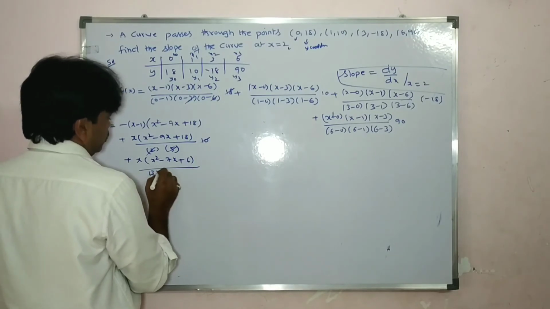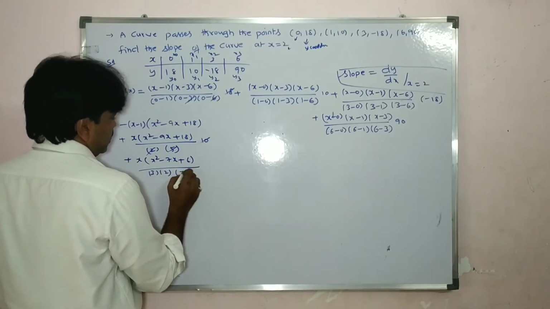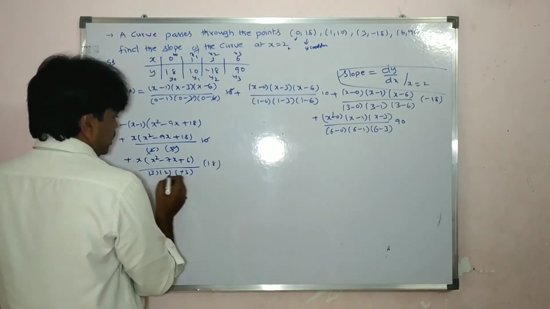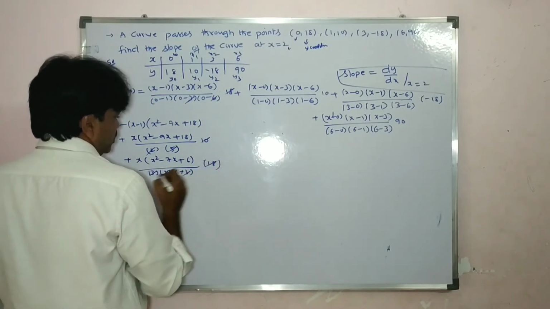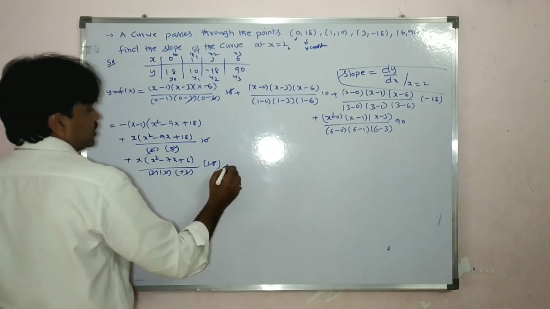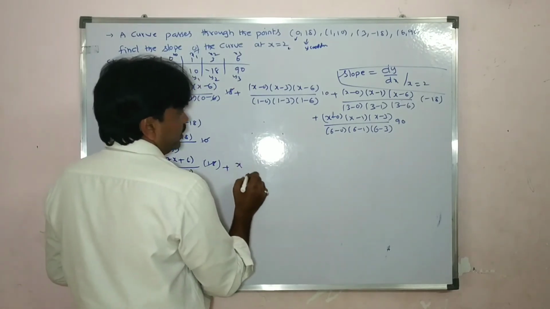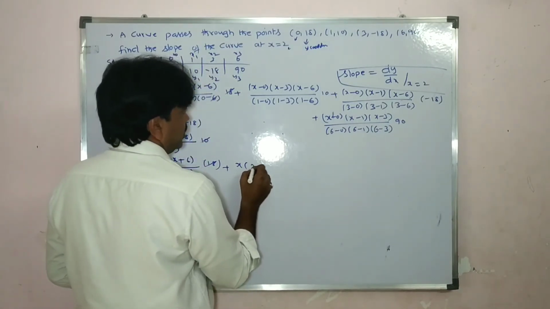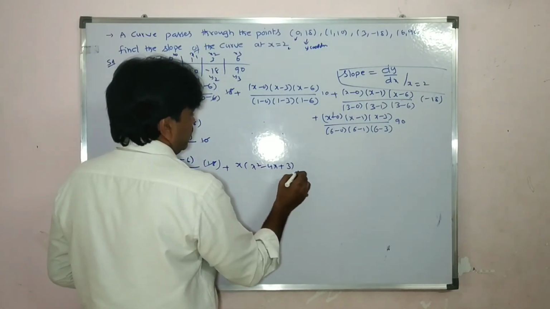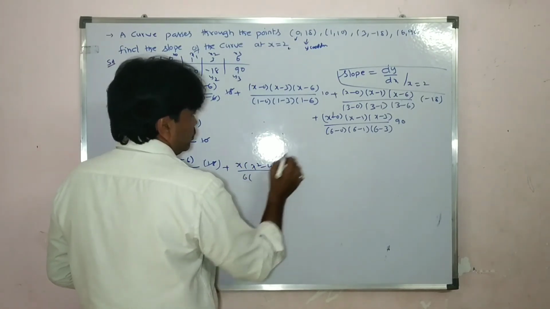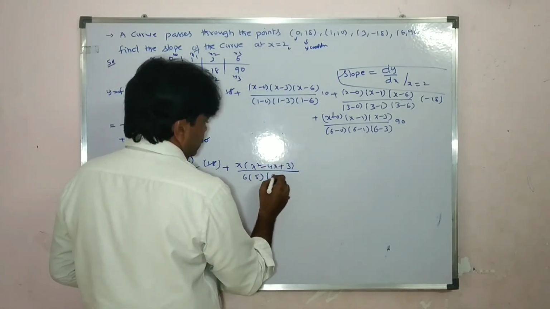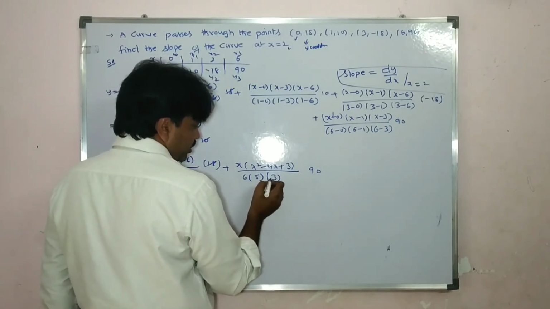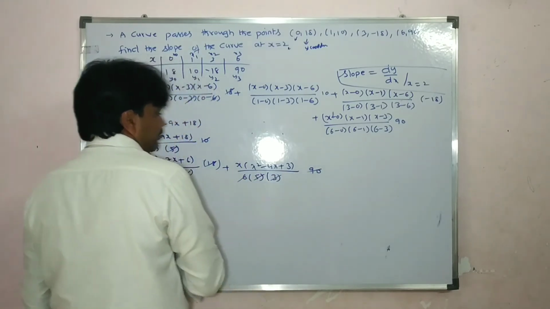(3 minus 1) 2, (3 minus 6) minus 3. That means plus 18. 3 threes are 9, 9 twos are 18. So 18, 18 cancel. Plus x into, multiply (x minus 1)(x minus 3). So we get here x square minus 4x plus 3 divided by 6 into (6 minus 1) 5 into (6 minus 3) 3 into 90. So 6 fives are 30, 3 thirties are 90. So we get 1.